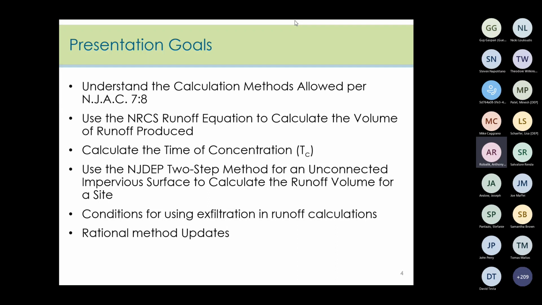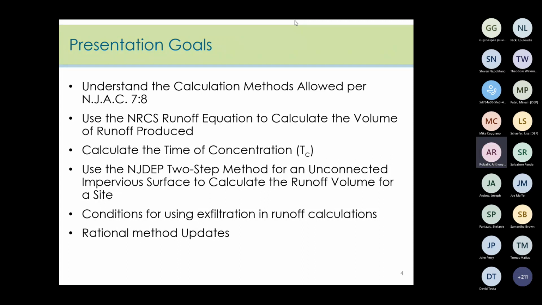So the 6 major goals of this presentation are: 1, to cover the calculation methods allowed under the Stormwater Management Rule. 2, how to use the National Resources Conservation Service, or NRCS methodology, that's formally referred to as TR55, to calculate peak flow rate, volume of runoff, and produce hydrographs. And NRCS was previously known as the Soil Conservation Service, or SCS, so you may still see the NRCS and SCS acronyms used interchangeably.